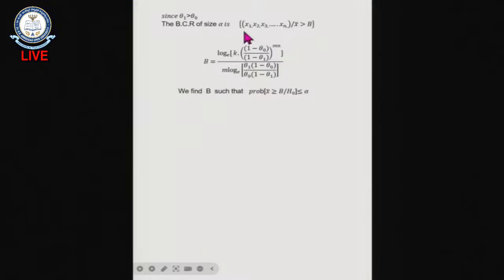So the best critical region is x bar greater than the b value, which you have to find out. The b value is based on the given simple hypotheses only. So this is applicable to Neyman-Pearson, simple testing of hypothesis, whether it is H0 and H1 only.